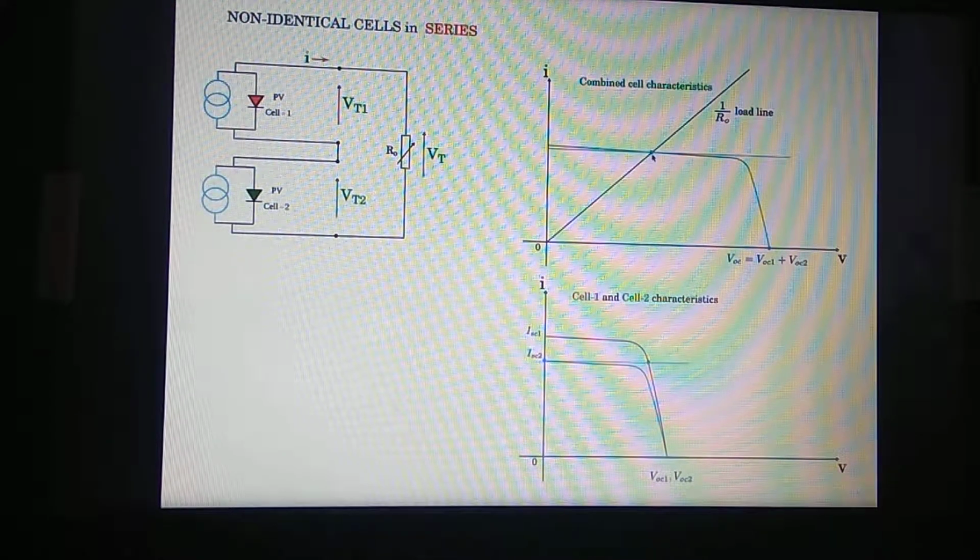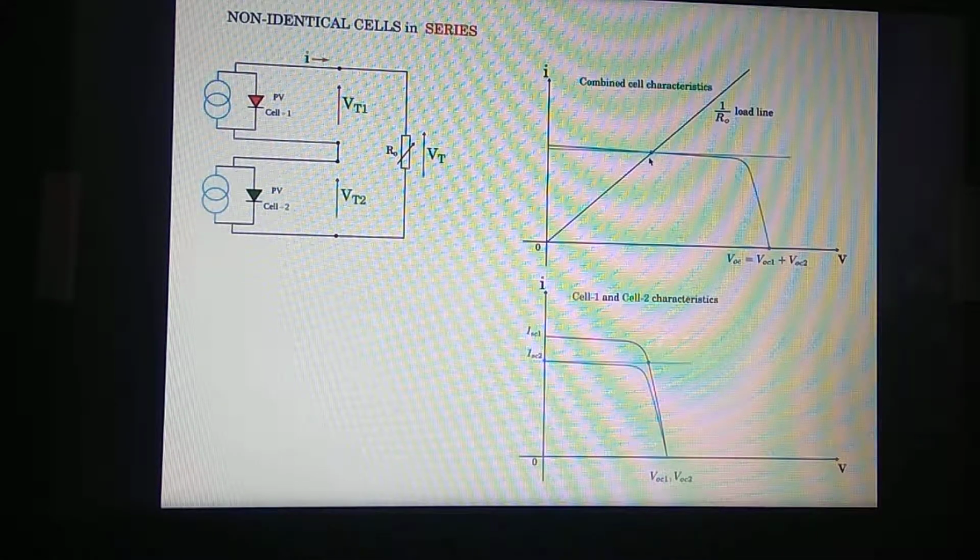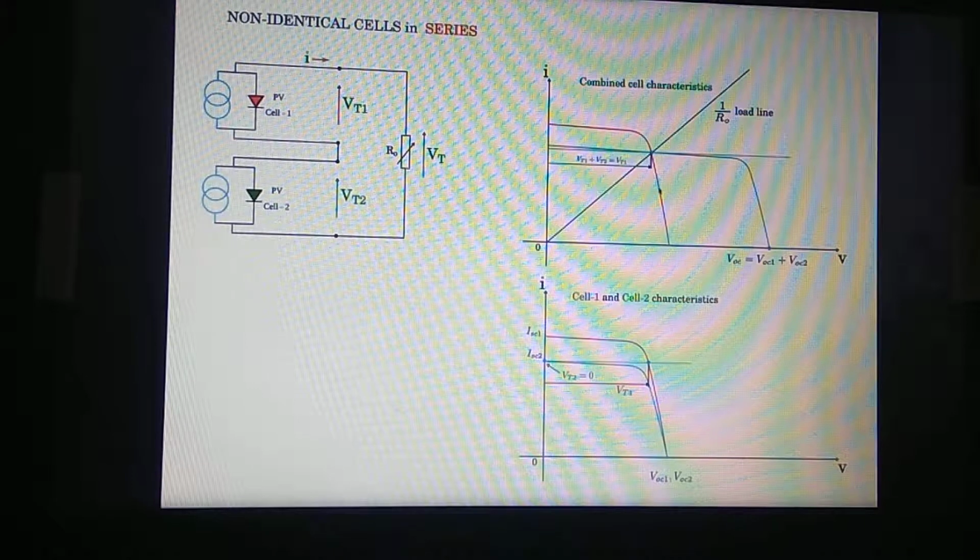Now what happens to the combined characteristic? You see that the load line is like this, and this is the operating point. This will match exactly with this because the voltage contributed by cell 2 is 0. So you see here, VT2 is 0, VT1 is the voltage that is occurring here, and that should exactly be VT1. Which means that the cell characteristic 1 must pass through that point.